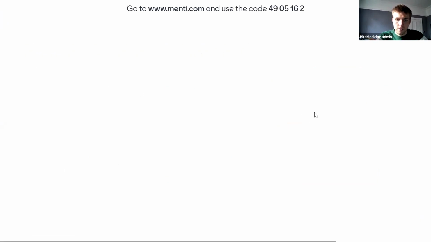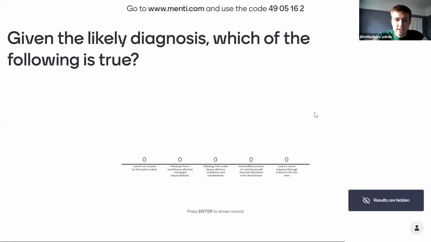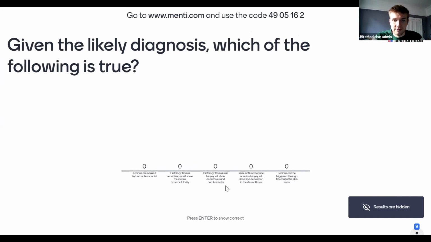So, our options. Lesions are caused by Sarcoptes scabiei. Histology from a renal biopsy will show mesangial hypercellularity. Histology from a skin biopsy will show acanthosis and parakeratosis. Immunofluorescence of a skin biopsy will show IgA deposition in the dermal layer. Lesions can be triggered through trauma to the skin area. I'll leave this one up just a little bit longer because it is a tricky one.